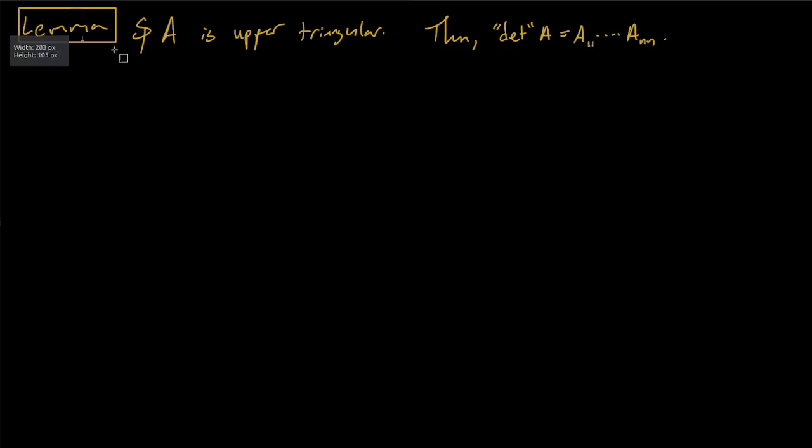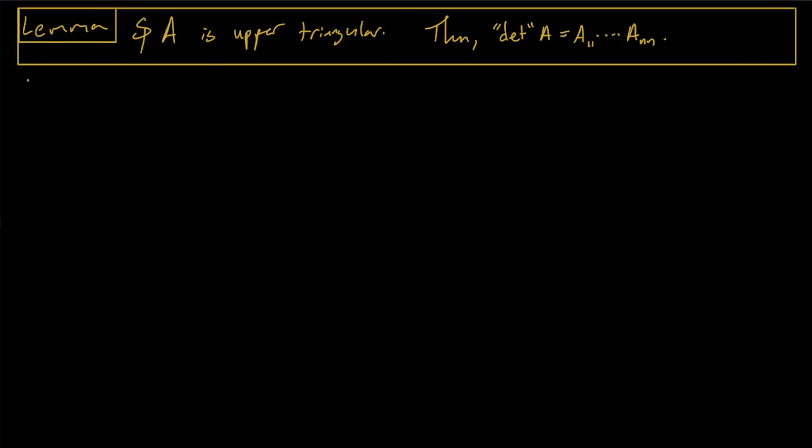So suppose A is upper triangular. Then the determinant, quote unquote, of A is equal to a11 through ann, that is, the product of the diagonal entries of A. So this is the claim. The claim is that this quote-unquote determinant is the product of the diagonal entries. Here is the proof. It's not hard at all.